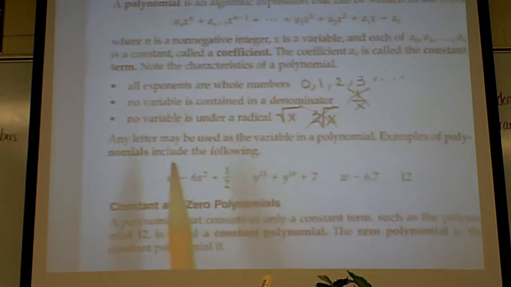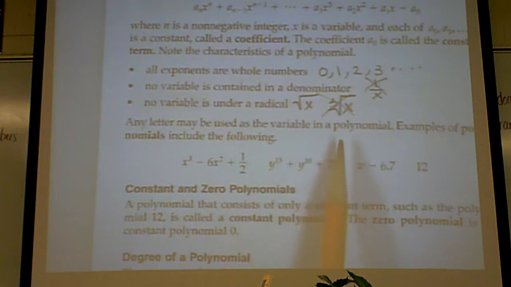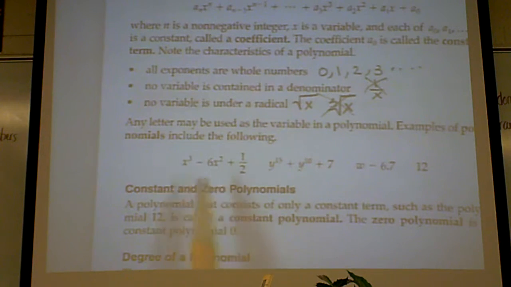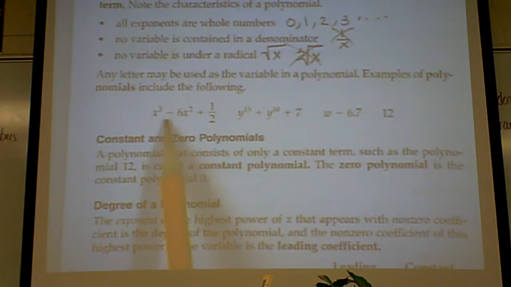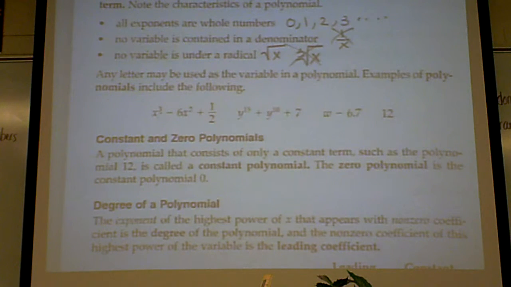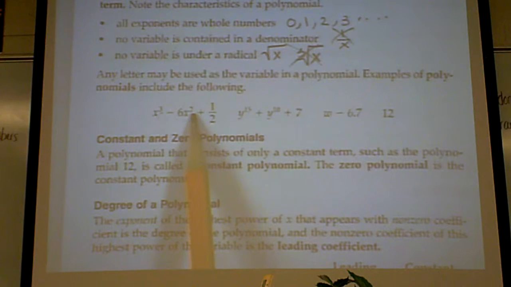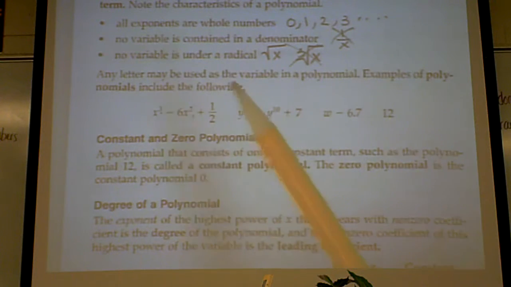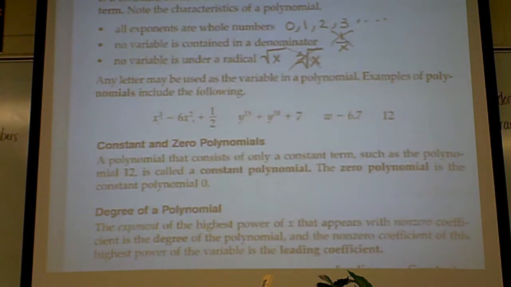How about this next part? Any letter may be used as the variable in a polynomial. So here are some examples of polynomials. So x cubed, this cubed is a whole number, so that's alright. Minus 6x squared, this squared is a 2, so that's a whole number. And it's a plus half. There's no variable in the denominator, so that's alright. So that's a good example.